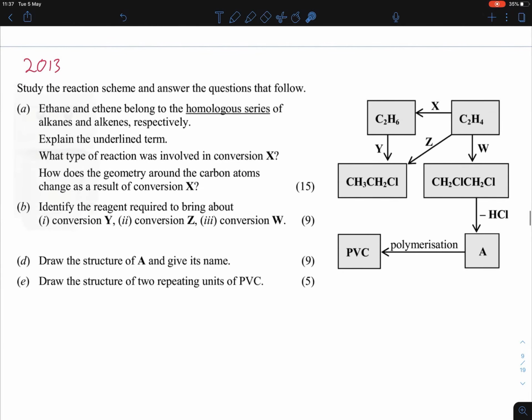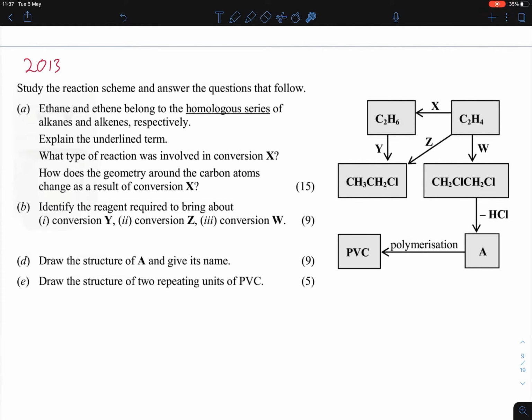Next one is 2013. Oh yeah. Okay, so for 2013 there, you're asked to study the reaction scheme over here. Okay, ethane and ethyne belong to homologous series. Probably you have to underline or explain the underlined term. Okay, we'll ignore that part of it. Okay, first off, what type of reaction was involved in conversion X? So this is X over here.